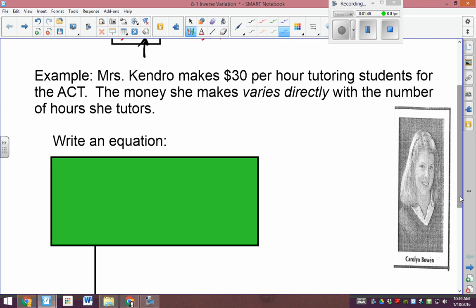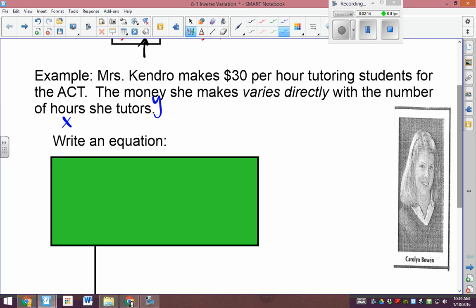Well, how many hours I'm working will determine how much money I make. So therefore, the number of hours is like your x because that is your independent variable, and then the money that you make is like your y. Right. All right, so how much money do you make? You make $30 an hour. That's good money. It's worth it though because kids do well on their ACT.